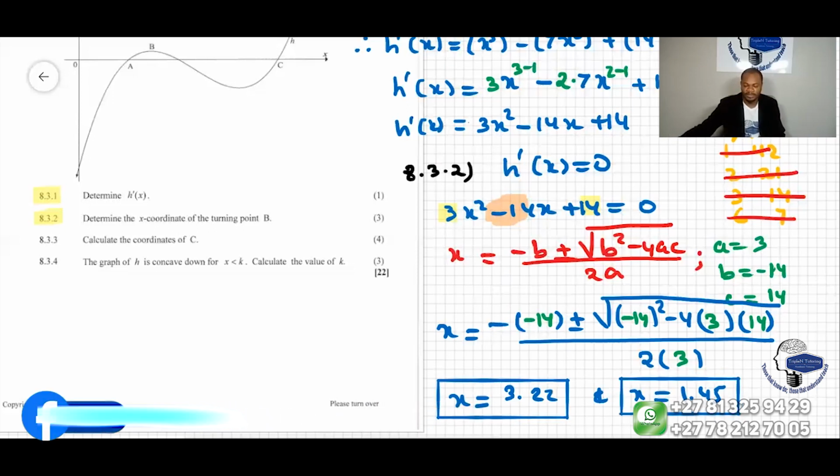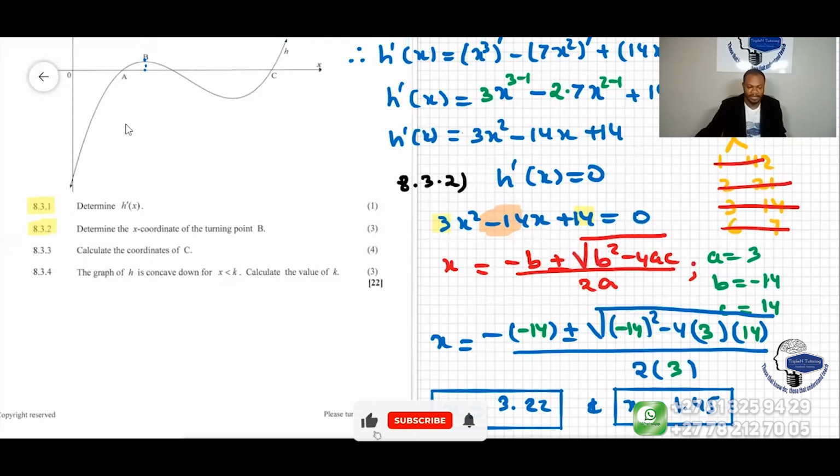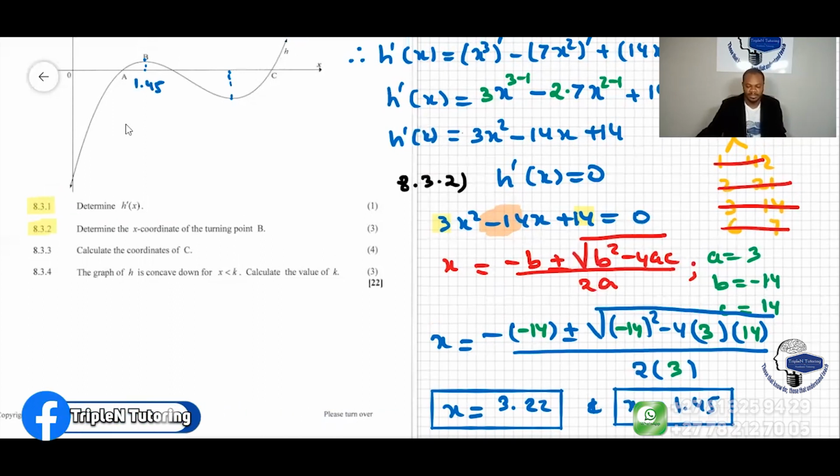You can notice them over here in the graph of h itself. You see, we have one turning point here by B, and the other turning point is also here. So this is obviously where the value is 1.45, and the other is 3.22. Thank you.